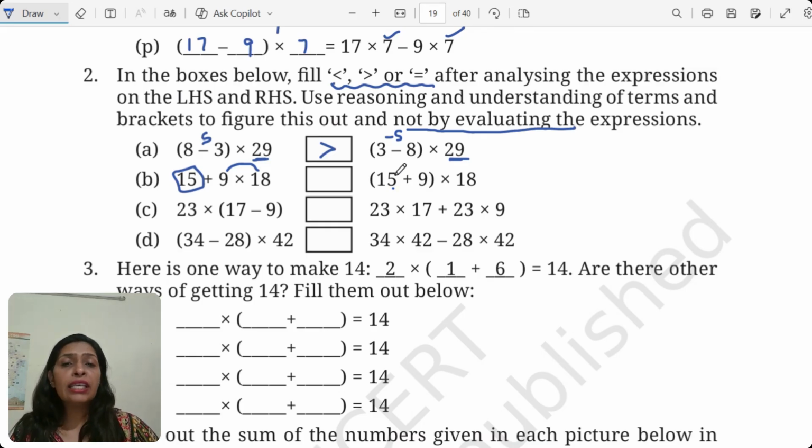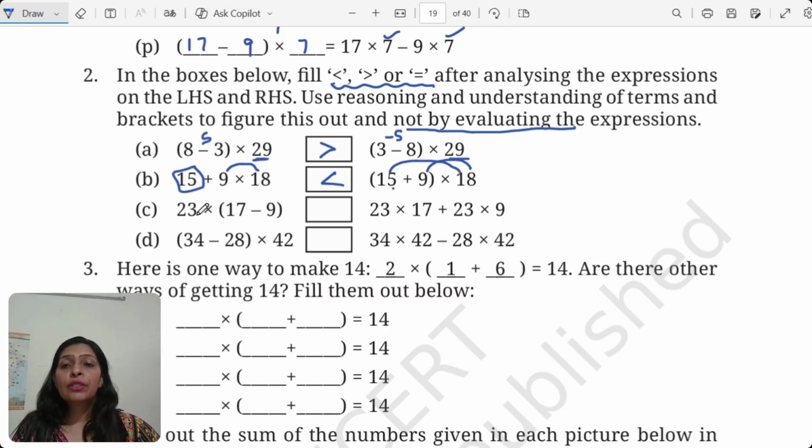Okay, so in other words, if you want to check, 15 will be multiplied by 18 and 9 will also be multiplied by 18, which will be a much bigger number as compared to this one. So here the RHS is bigger.